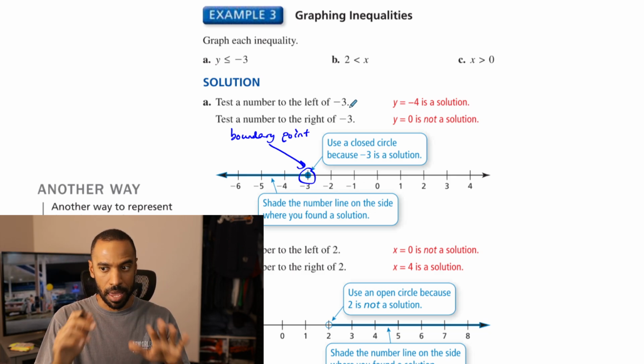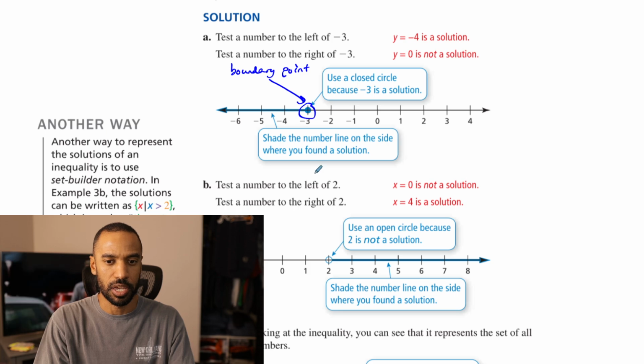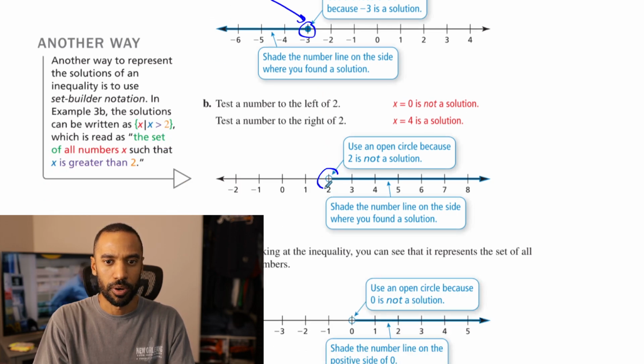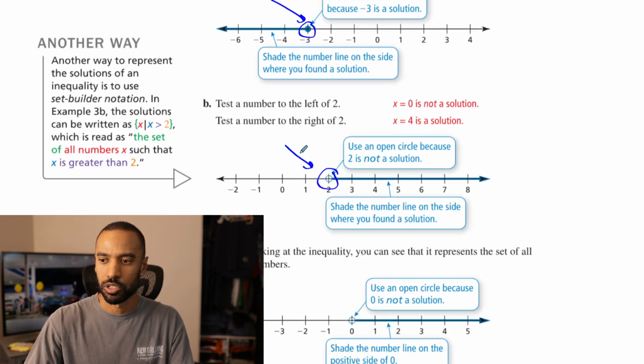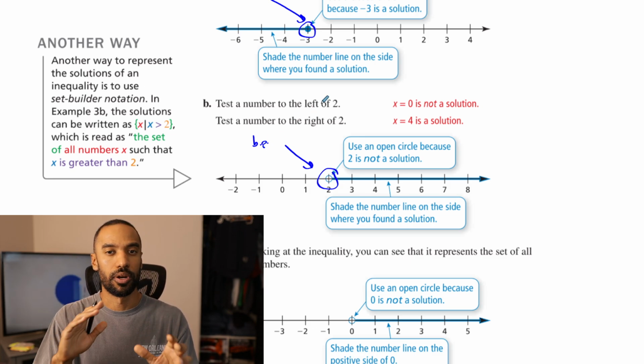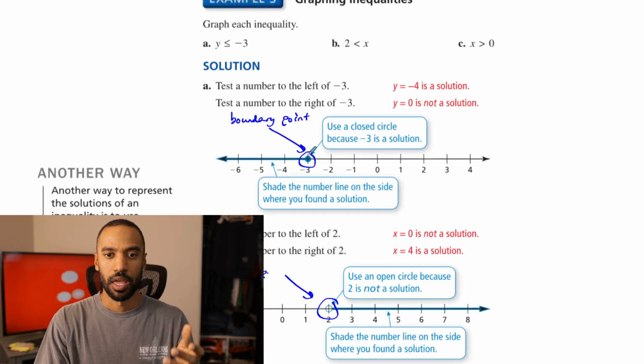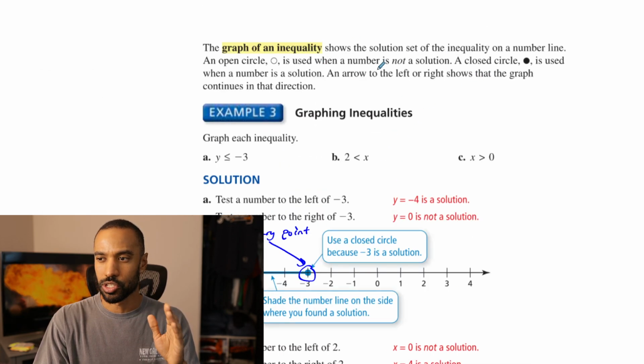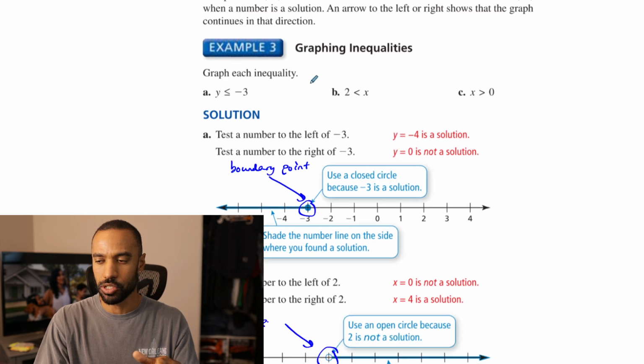Now, the boundary point may be a solution. In this case, it is. We'll see the example in a second. And here's another boundary point that's not a solution, right? I'll just call it BP. It's not a solution. But that's where we draw the open or the closed circle. Why would we do it? Because a closed circle is a solution. Where is it? A closed circle is a solution.